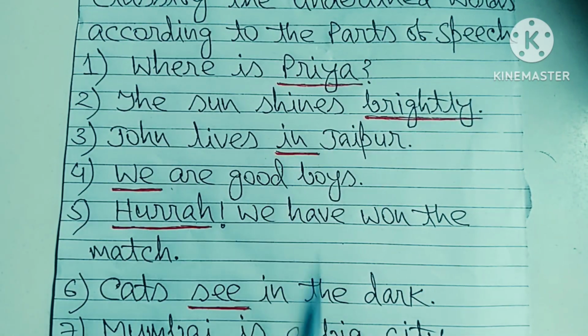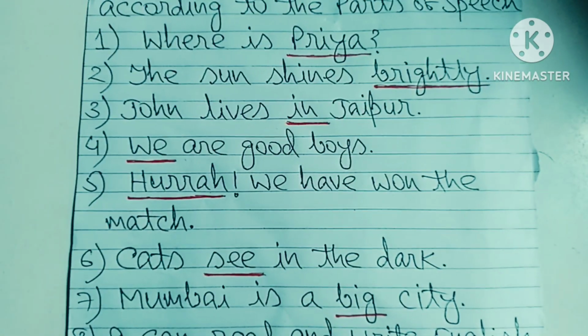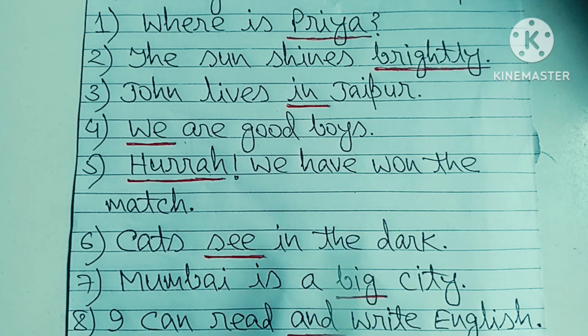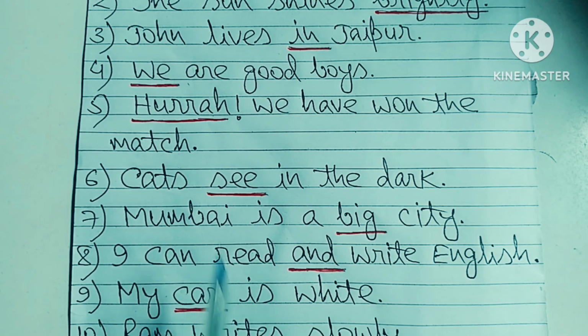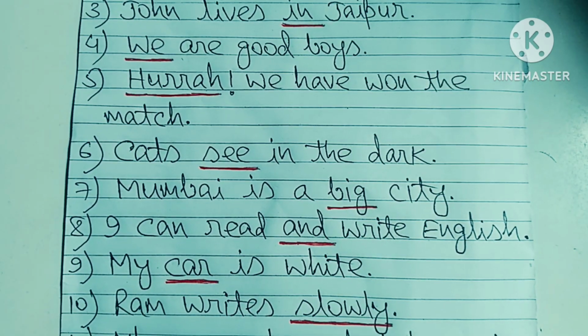Underlined word is in. Number 4, we are good boys. Underlined word is we. Number 5, hurrah, we have won the match. Underlined word is hurrah. Number 6, cats see in the dark. Underlined word is see.